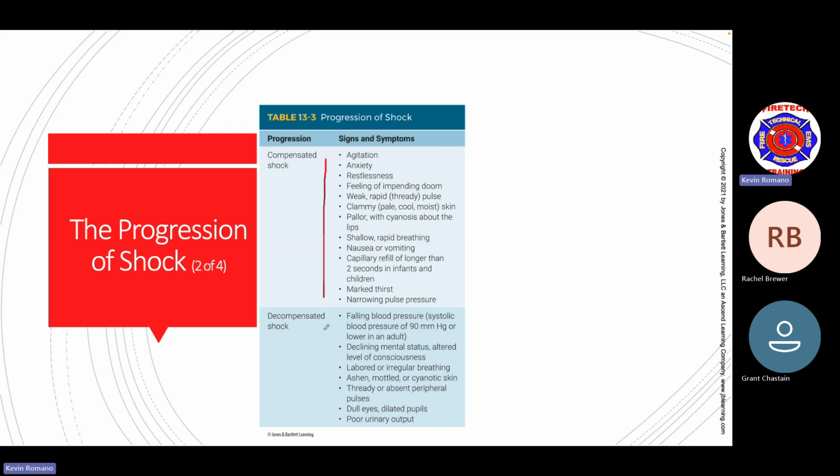Decompensated shock, first thing right here, blood pressure. It's no longer in the compensated shock stage. When you start seeing lowering blood pressures of less than 90 systolic, we're in decompensated shock at this time. Declining mental status, labored or irregular breathing, ashen mottled cyanotic skin, thready or absent peripheral pulses.